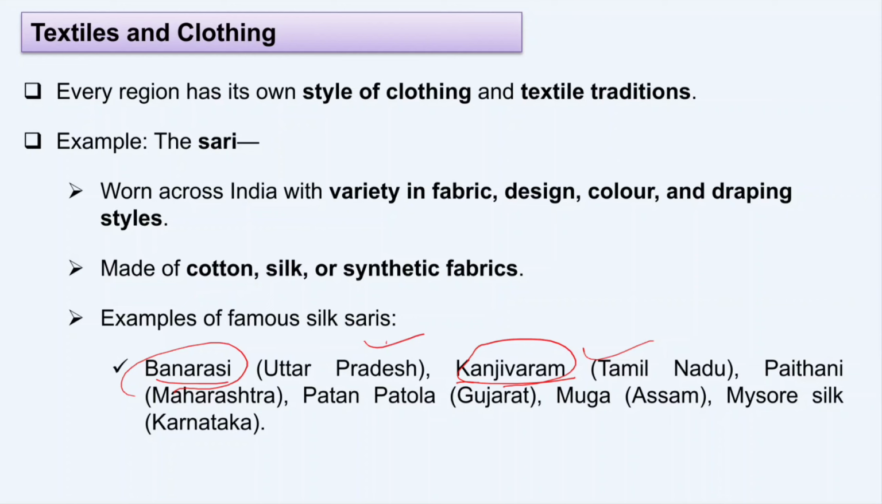The Paithani sari is made in Maharashtra, the Patan Patola is made in Gujarat, the Muga is made in Assam and most parts of the northeast, where they used to wear this type of sari, and Mysore silk is from Karnataka. So we have different patterns, fabrics, designs, cultures and draping styles, but at the end we are talking about one simple cloth, that is the sari, isn't it?